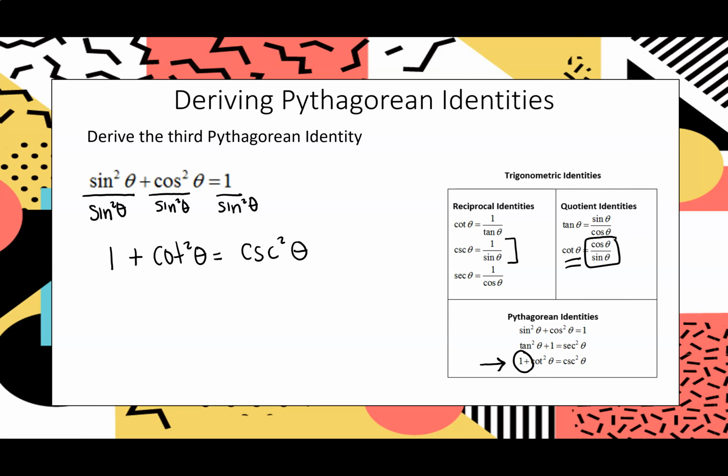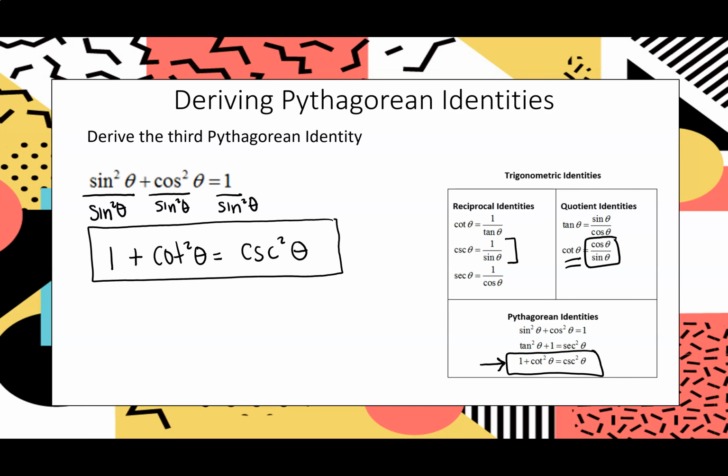Now, do we have a match? Let's go ahead and look. Does 1 plus cotangent squared theta equal cosecant squared theta match? Why, yes, it does. So that's how we prove our 3 Pythagorean identities. They're going to be extremely useful for our next video.